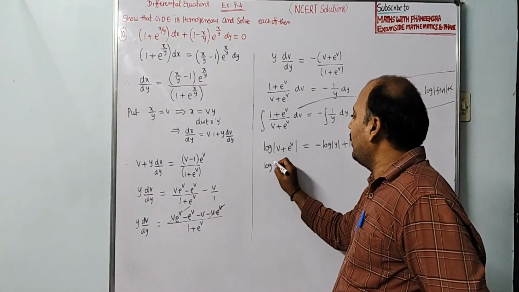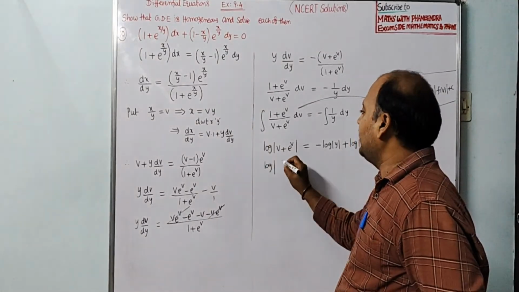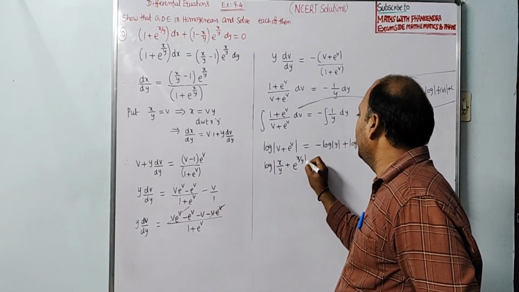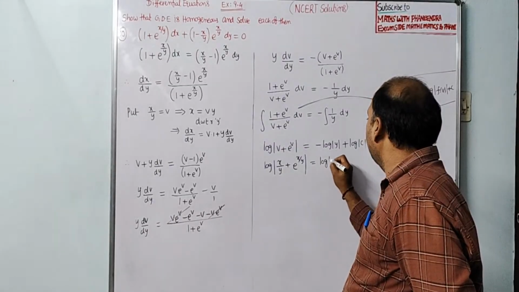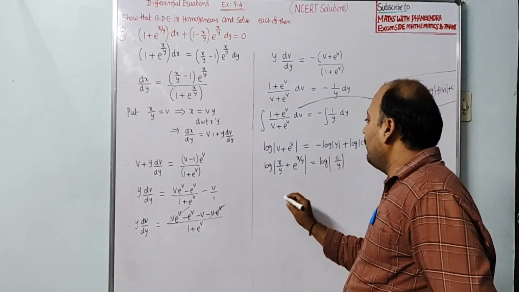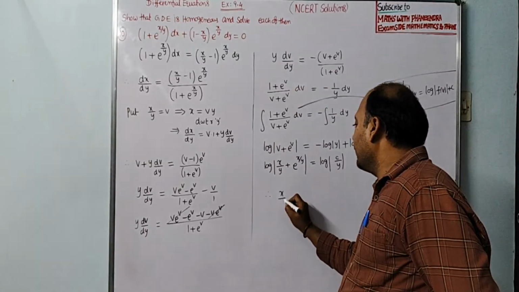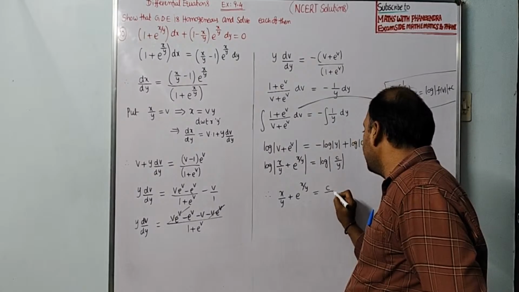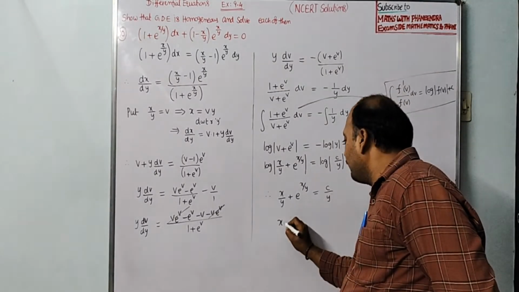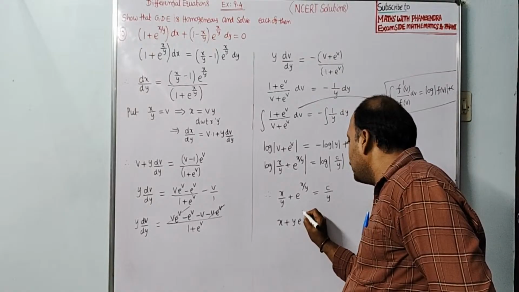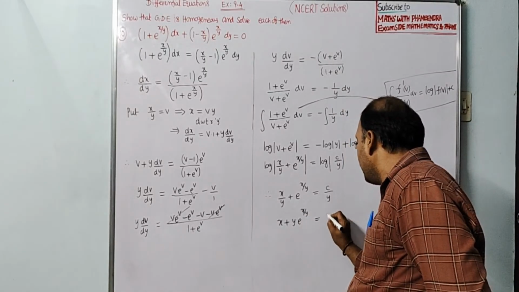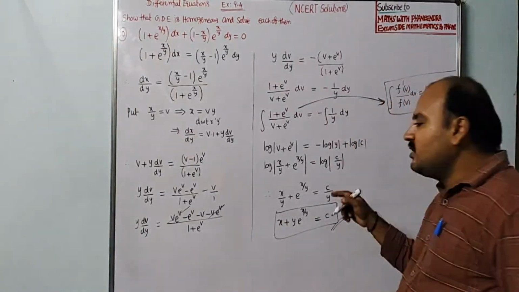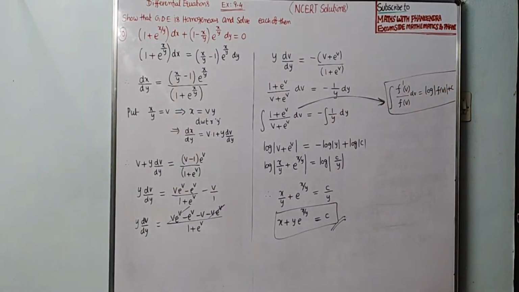So log mod, what is the v value? We assumed x by y. So x by y plus e power x by y is equal to log c by y. Comparing the log functions, x by y plus e power x by y is equal to c by y. Take LCM and simplify: x plus y into e power x by y equals c. On both sides we cancel the term y. This is the final answer, dear students.